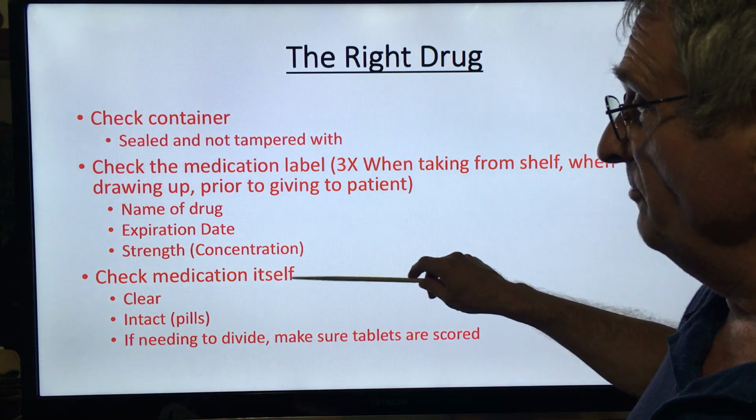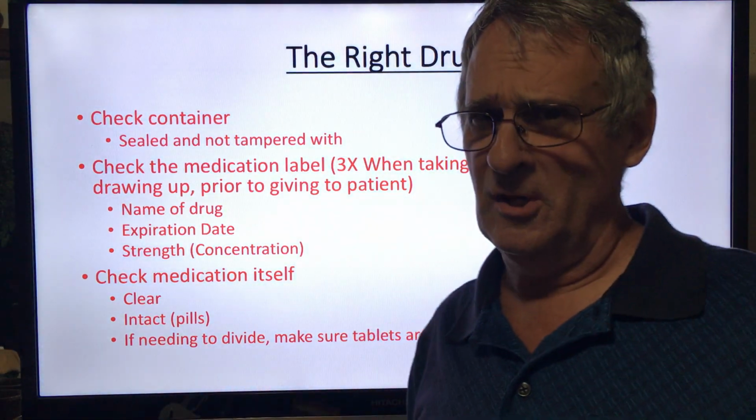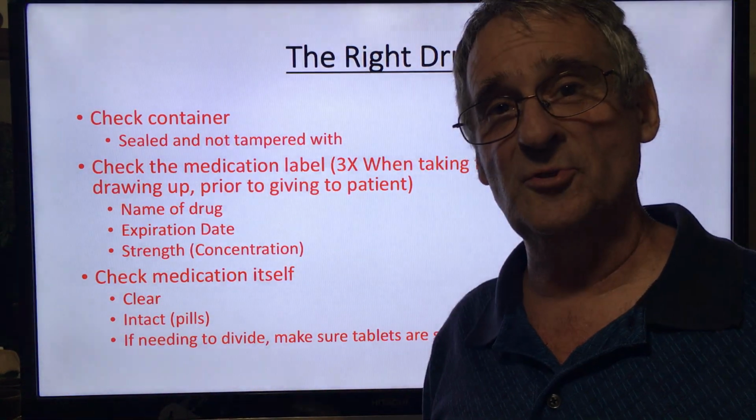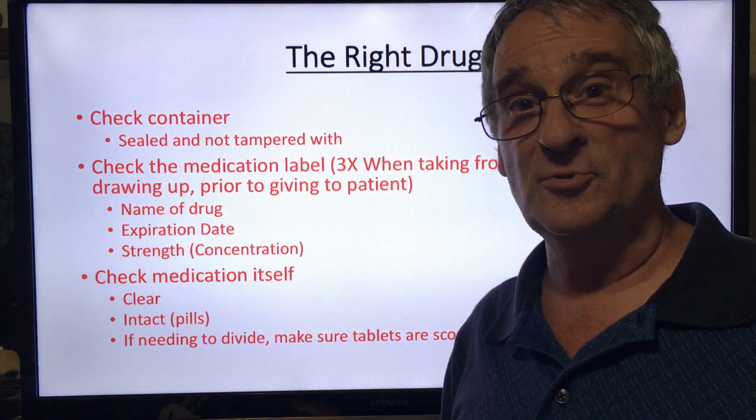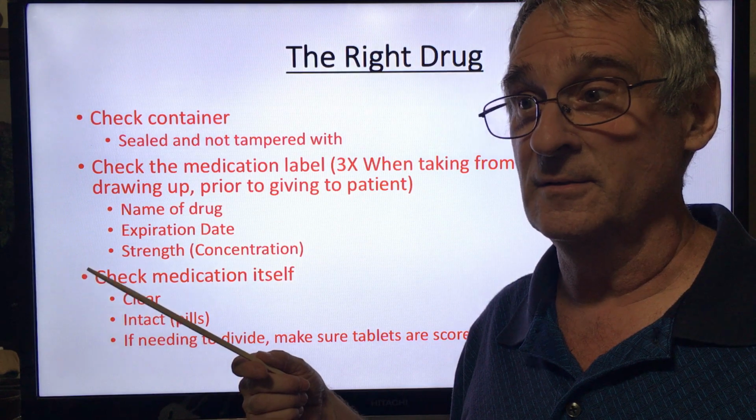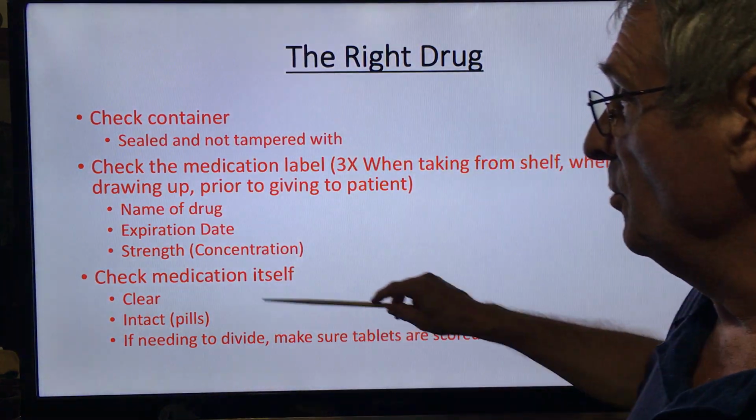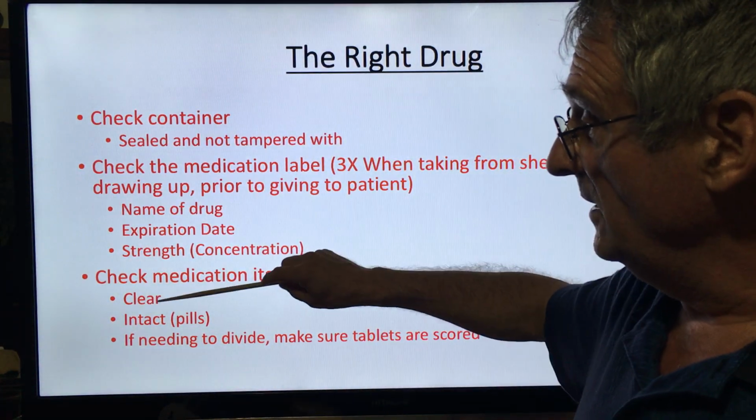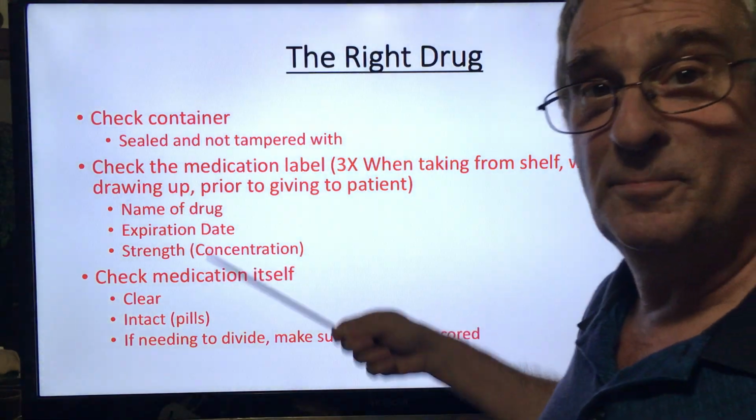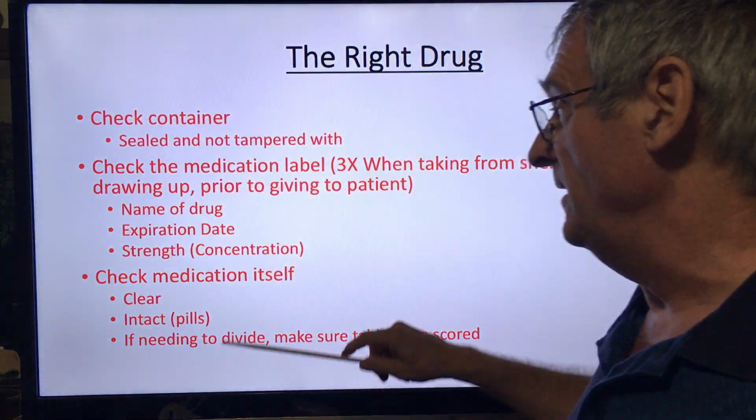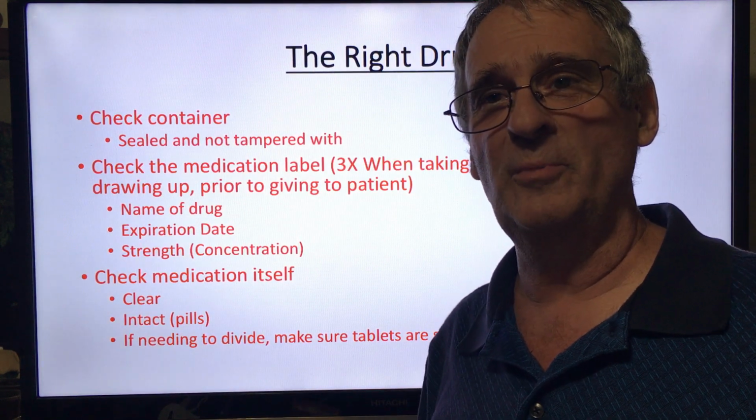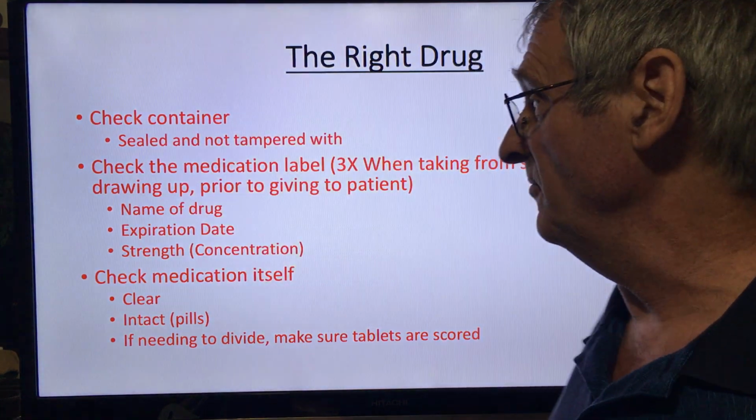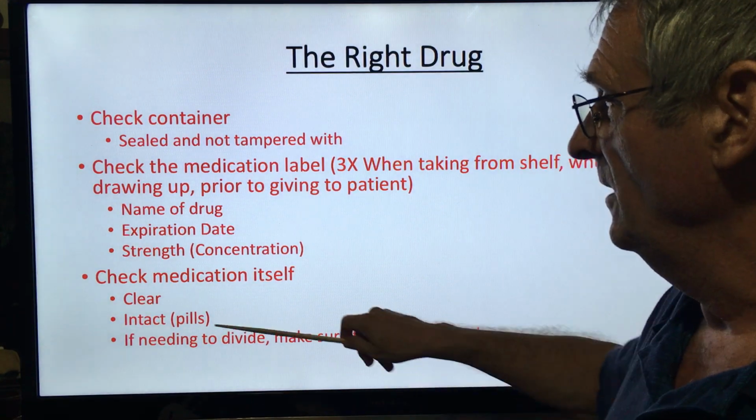Look at the vial of medication, and we're talking primarily with injectables here because they're the most dangerous drugs that we give. But we still have to look at oral medications, pills and tablets and capsules and things like that. But we want to check to make sure if it's a liquid, that it's clear, that there's no precipitate, or that it's cloudy. Now some things like insulin will be cloudy, and that's perfectly normal, but most drugs should be clear in their vial or ampule.